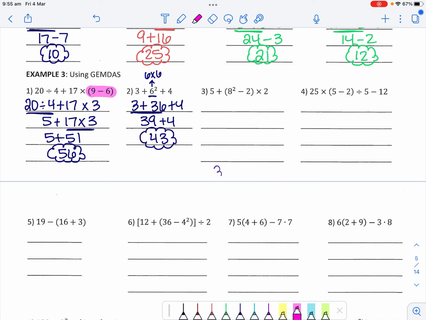In number 3, I've got these parentheses. And then inside the parentheses, I have an exponent. So I'm going to do that first. So 5 plus 64 minus 2 times 2. Remember, this is 8 times 8. And then I'm still in my parentheses. So 5 plus 62 times 2. Now I can multiply. 5 plus 124 is 129.